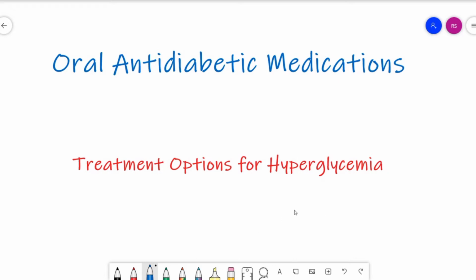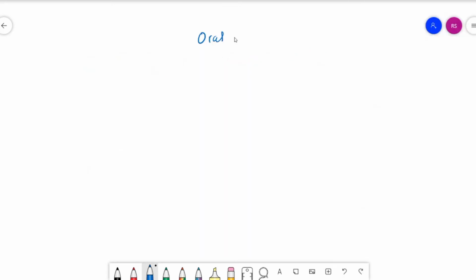So, oral anti-diabetic medications. First of all, there are 8 classes, but I'm going to categorize them into 5 classes based on their function, their mode of action. The first one is one of the famous classes of medications. The function of this class is to increase insulin secretion.